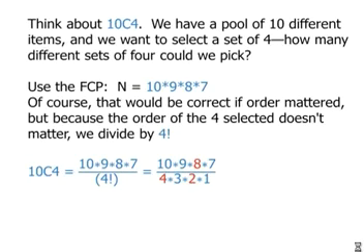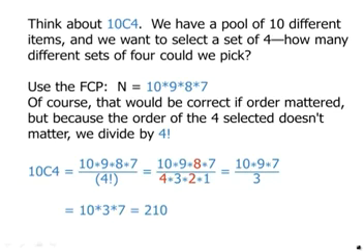Multiply it out. We'll do a little canceling. Cancel the 9 and the 3. We get 10 times 3 times 7. So that would be 10 times 21, or 210. And so 10 choose 4 equals 210. That's how we actually calculate it. Now notice we got another one for free because, as we noted earlier, 10 choose 4 has to equal 10 choose 6. So 10 choose 4 equals 210 and 10 choose 6 equals 210 also.